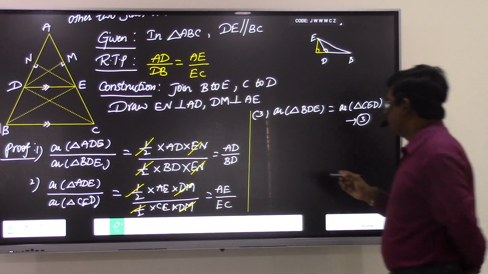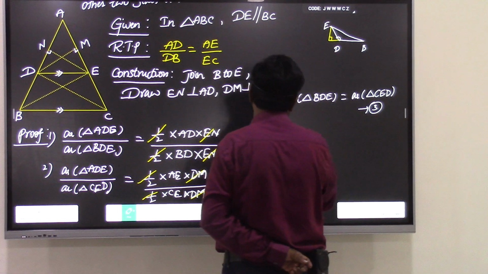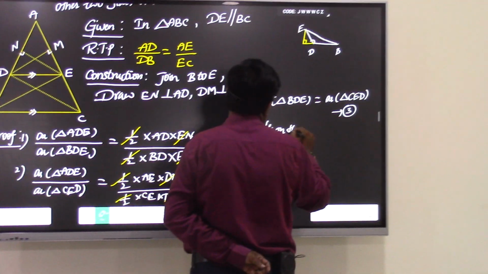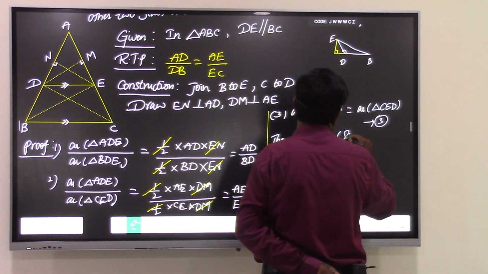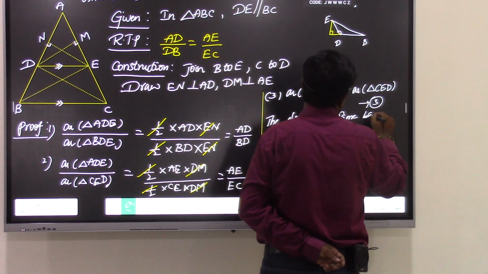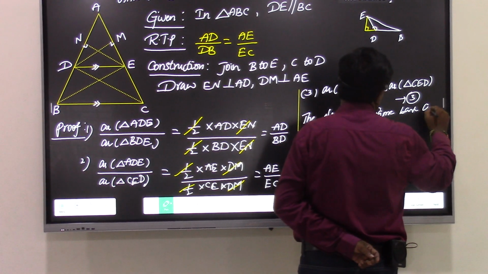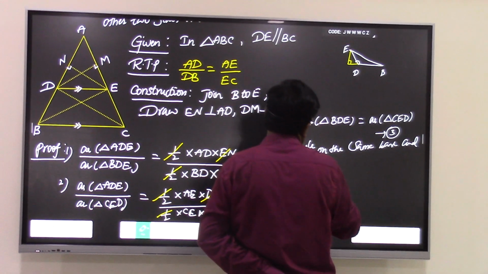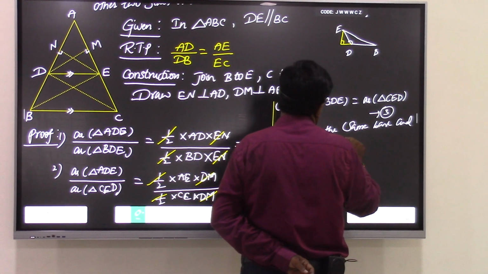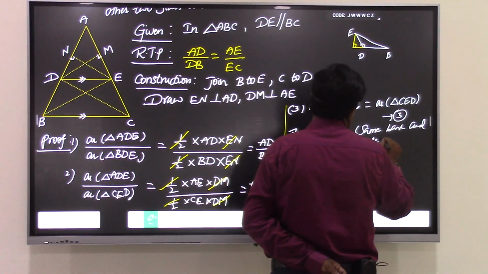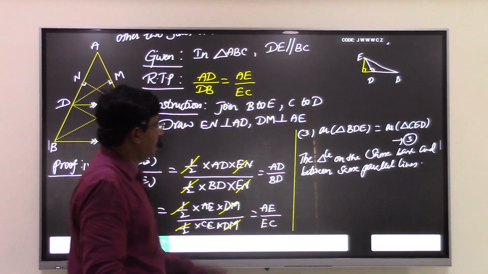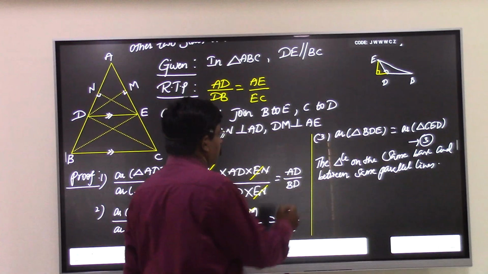Why? Because the triangles on the same base and between the same parallel lines, so their areas are equal.